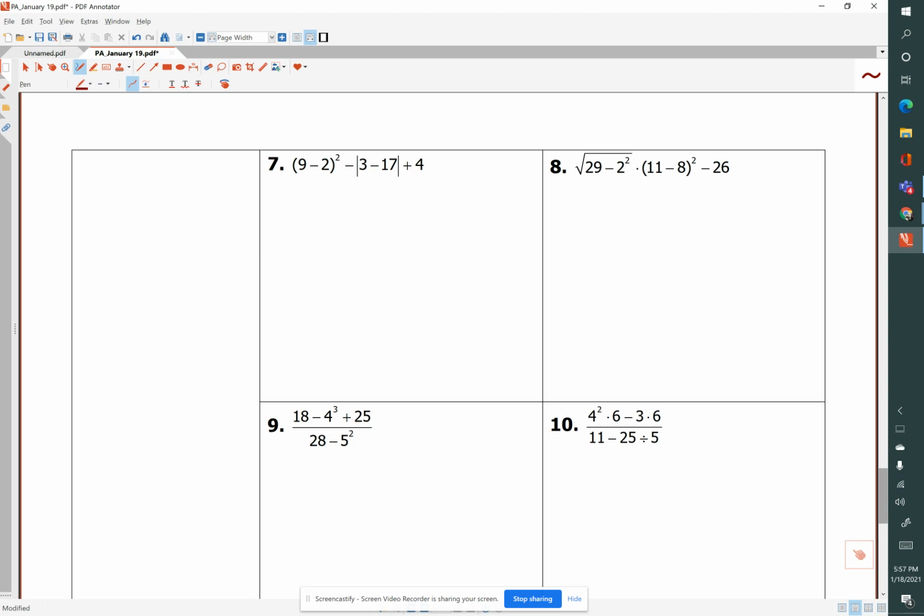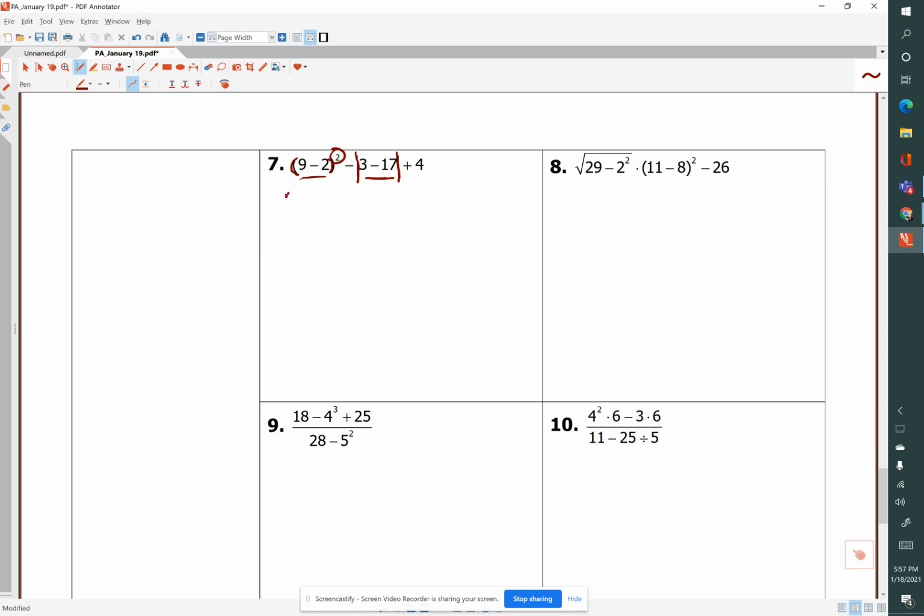I'd like you to try those on your own. So take a minute and try those. Start out with the absolute value bars and the parentheses. So what we have is the quantity of 9 minus 2, and all of that is raised to the second power, minus the absolute value of 3 minus 17 plus 4. So we can start inside the parentheses and inside the absolute value bars first.